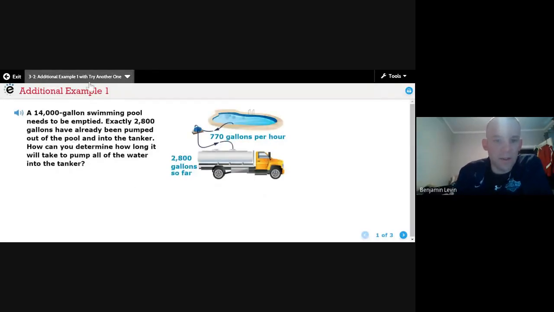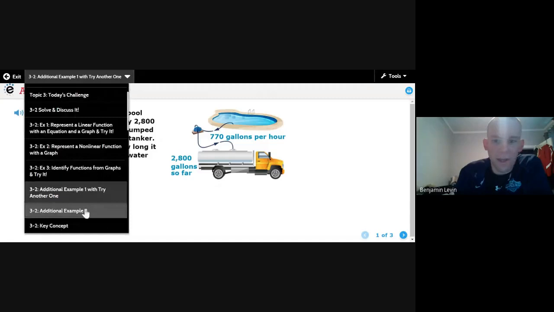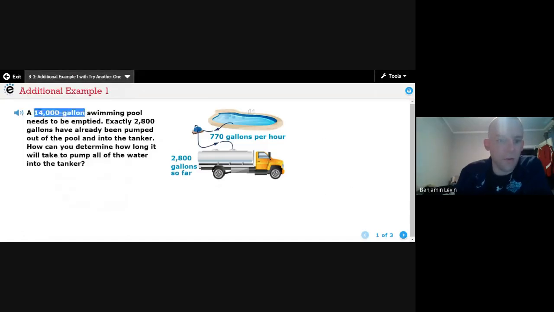Okay, this one, we've already kind of done one. Let's skip that because it's the same question with different numbers. It's a pool. This one says 14,000, 2,800 have already been pumped, and it's a different unit rate, but it's the same question. So that's a little boring. Let's go to this additional example 3.